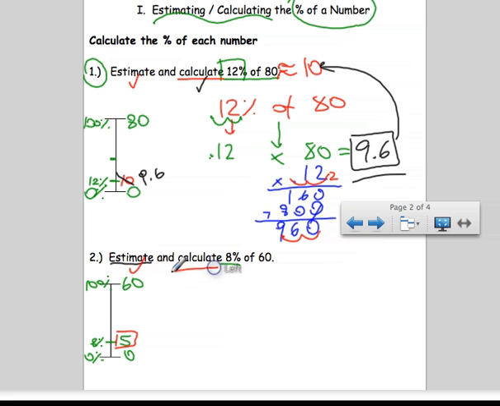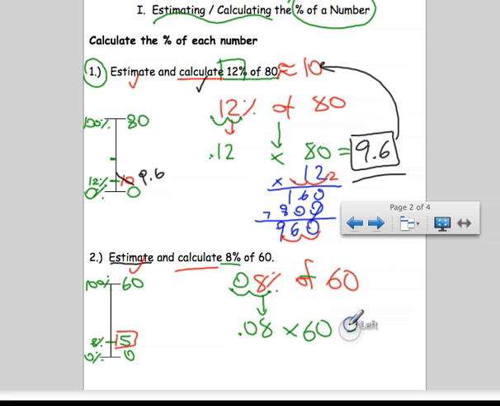Now your job is to calculate it. Please calculate 8% of 60. Stop the video here and press play when you're ready to check your answer. Okay, you should have tried finding 8% of 60 to actually calculate it. The very first thing you do is convert 8% to a decimal. In order to do that, you move your decimal 2 places. And this is really 8 hundredths times 60. And then you needed to multiply them.